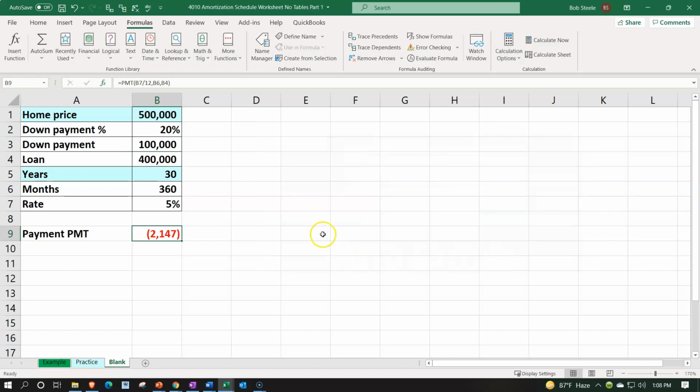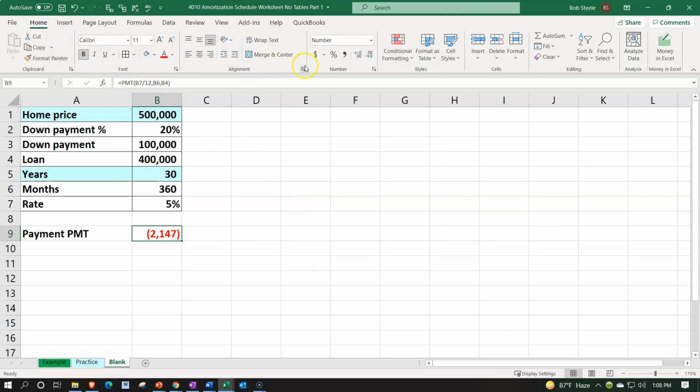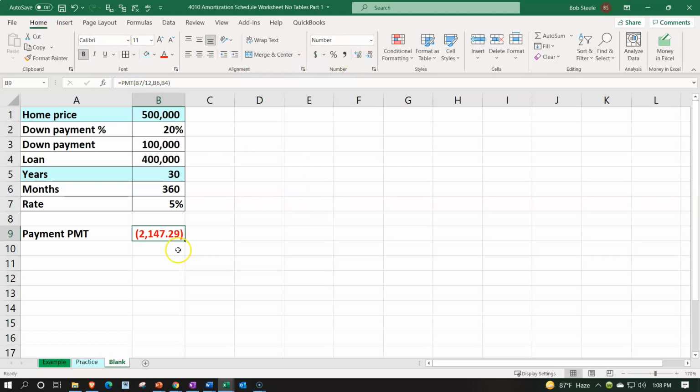Now, oftentimes we want to see the pennies here with this calculation, so I'm going to go up top, Home tab. We're going to go to the number group. We're going to add a couple pennies. So there's our decimals, and then I like to see it as a positive number instead of a negative number.